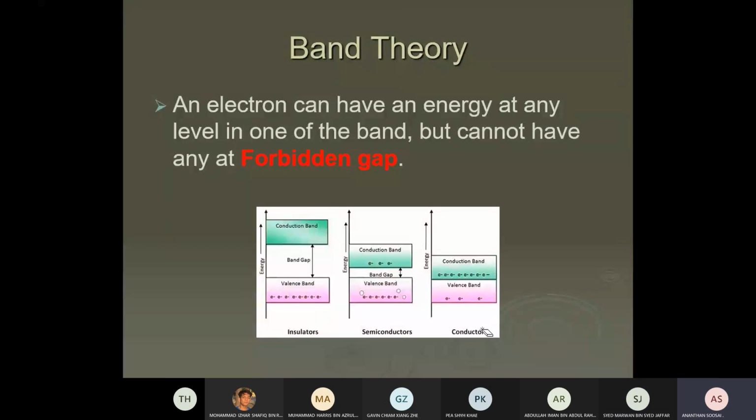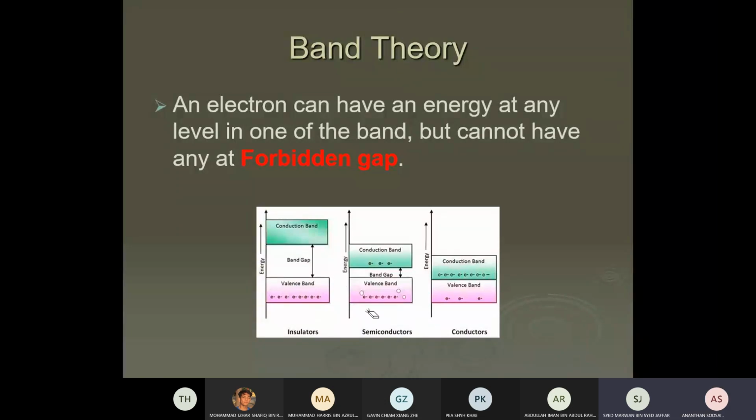For conductors, the valence band and conduction band overlap. So the electron can stay in the valence band and can move in the conduction band. So anytime you apply a voltage, it can promote current flow. This is how the bands are located. So that means this is the same as in a diode.